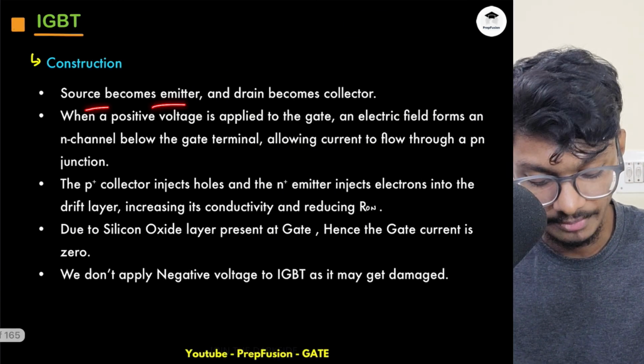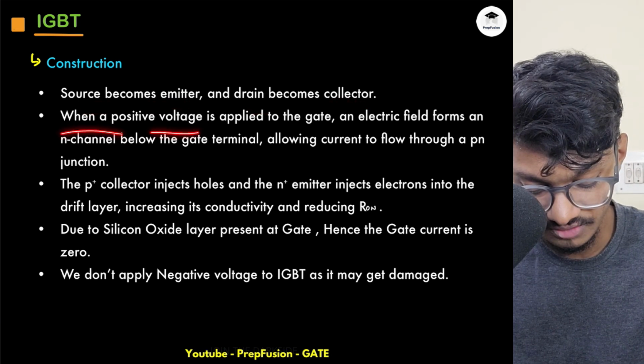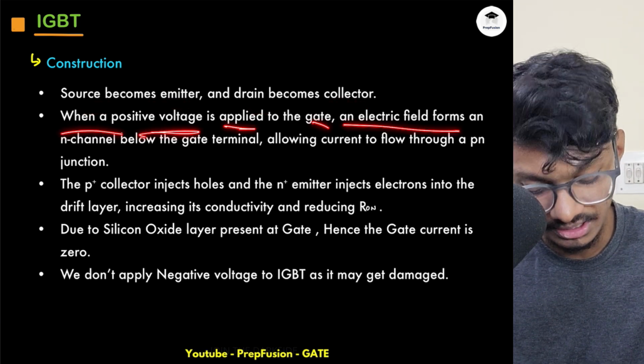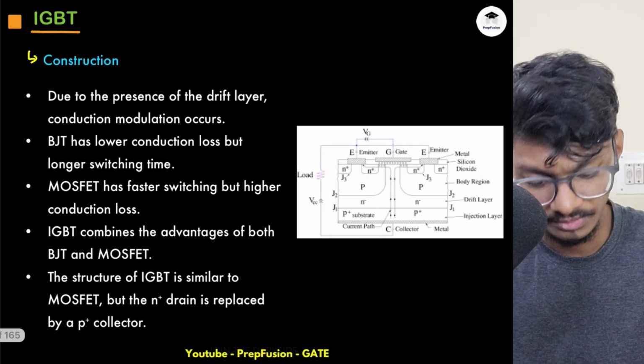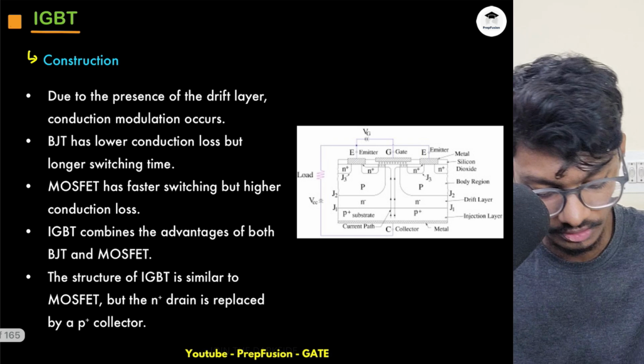So source becomes emitter, drain becomes collector. When a positive voltage is applied to the gate, an electric field forms an N channel below the gate terminal. So just similar to the MOSFET only.